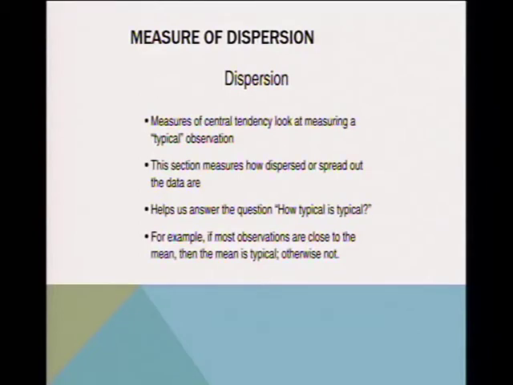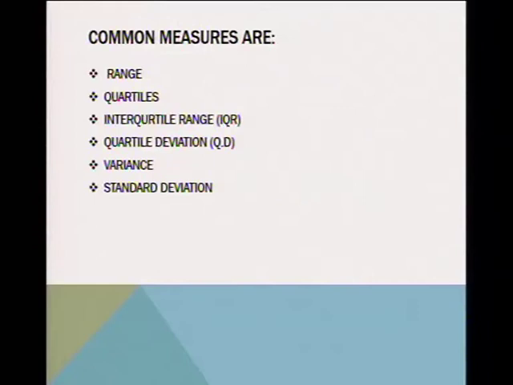Okay? And also, in dispersion, this is a measure of dispersion, so we want to know how far or how spread out the data is. But in measures of central location, where we learn of the mean, median, mode, there we want to find one value that can be used to define how the other elements in the data set are. But in dispersion we want to know how spread out the data set is. Now the common measures are range, quartiles, which you can use to get the interquartile range, quartile deviation, variance, and standard deviation.